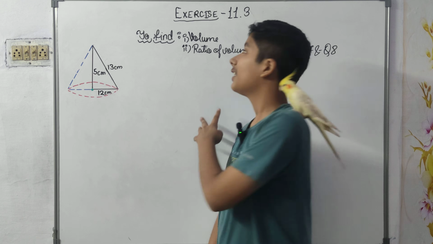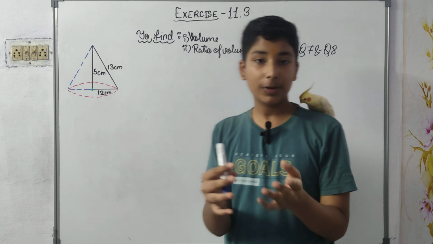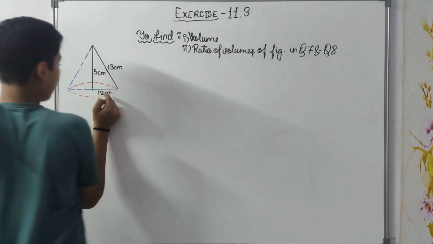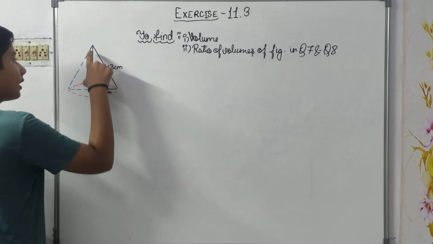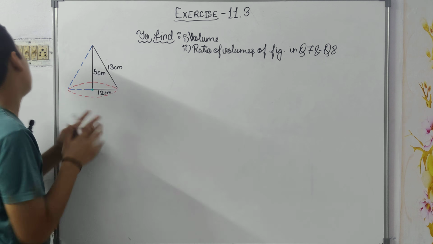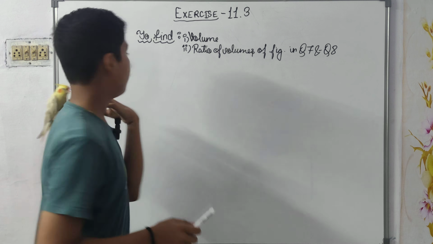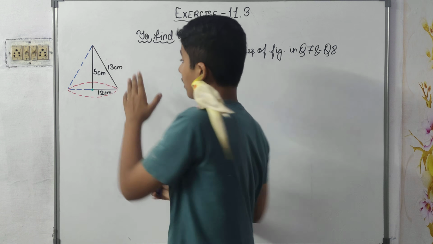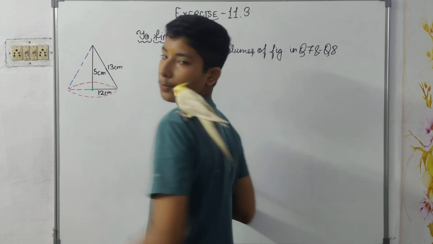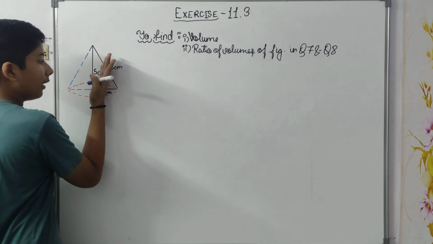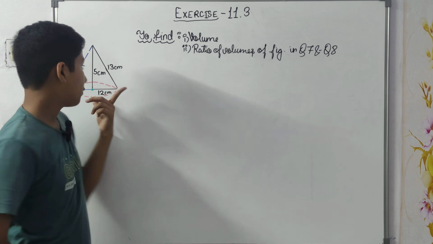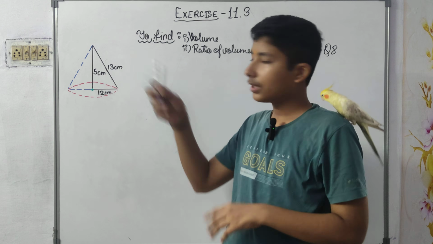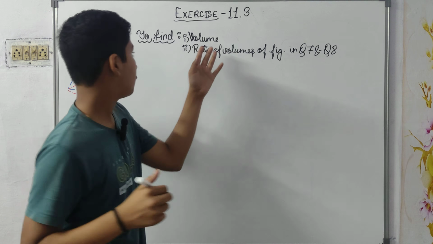In this question, like in the previous question, we rotated it from the side of 5 centimeter. The base was 5 centimeter, so we rotated it about the 12 centimeter side, so the height remained 12 centimeter but the radius was 5 centimeter. But in this question, instead of rotating it about 12 centimeter, we are rotating it about the side of 5 centimeter. So now the radius will be 12, and the slant height L would be 13 centimeter. Here first we have to find the volume.